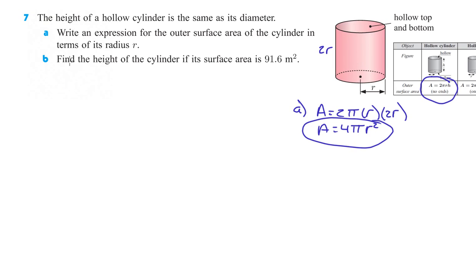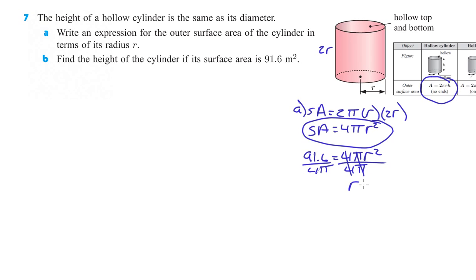Okay, and then part B says find the height of the cylinder if the surface area is 91.6 meters squared. So our surface area, these are really SA, surface area. So our surface area is 91.6. Now we know that's going to have to equal 4 pi r squared. So now we can divide both sides by 4 pi.